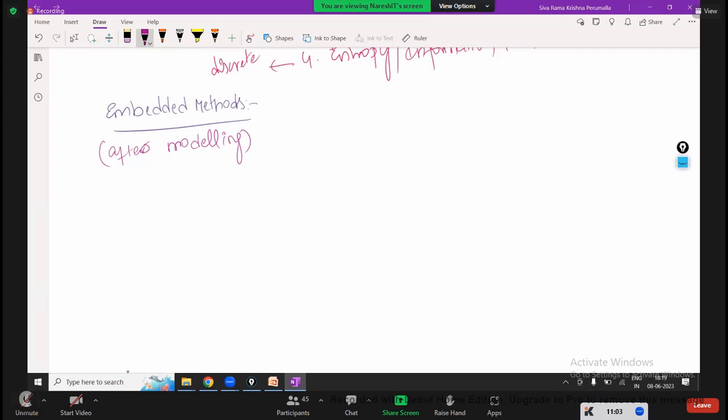Before the modeling, you can't apply this logic. You have to apply it only after the modeling. So what are the different options of embedded methods? Within the embedded methods, option number one.